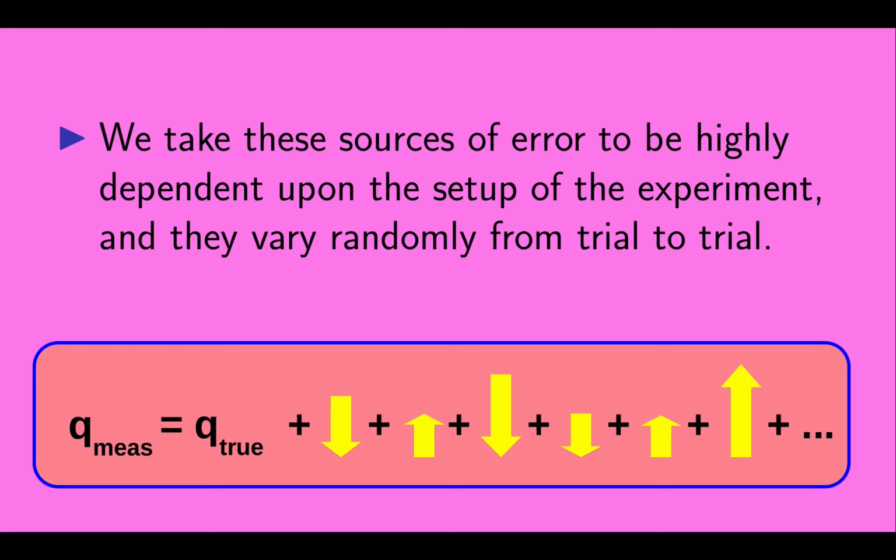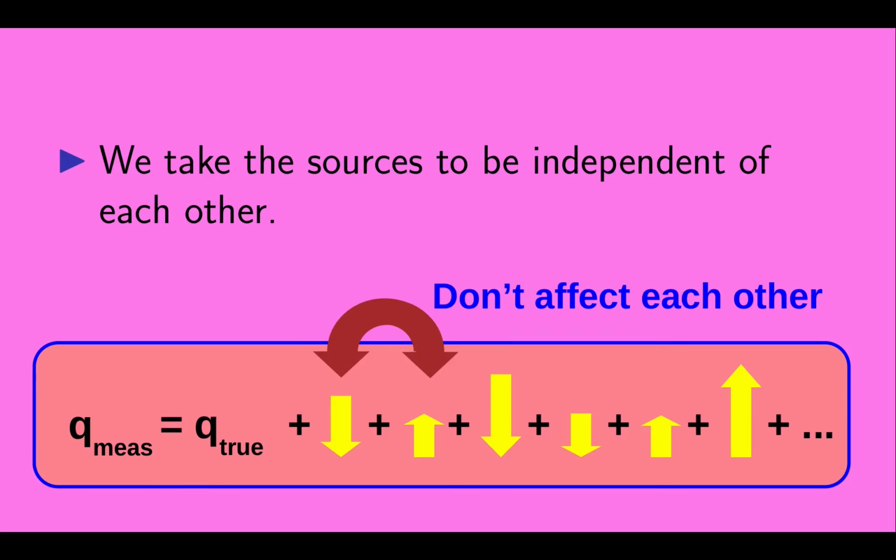We take these sources of error to be highly dependent upon the setup of the experiment, and they vary randomly from trial to trial. So if we do the experiment, the different sources of error might look like this. If we do it again, they might look like this. And if we do it again, it might look like this. We take the sources of error to be independent of each other, so the size and direction of one error source in a trial doesn't affect the sizes or directions of the other error sources in that trial, or in other trials.